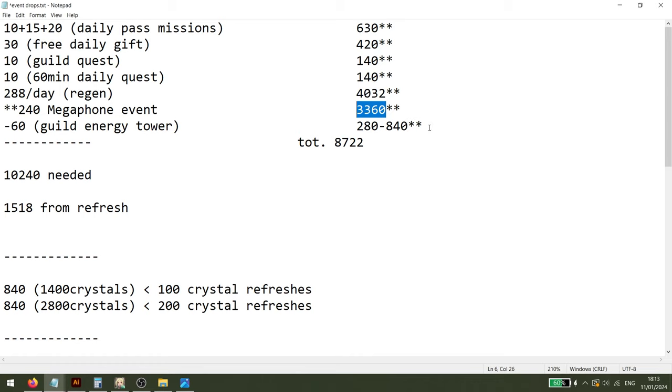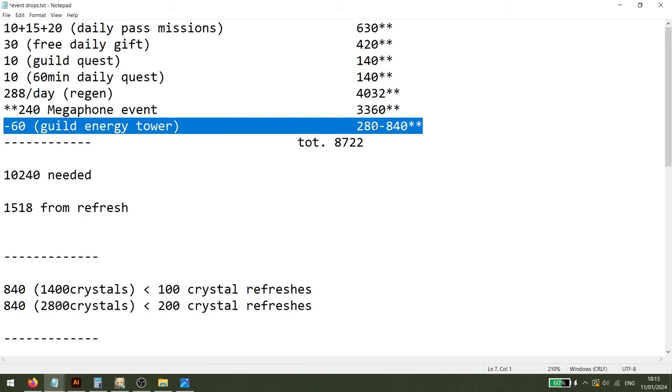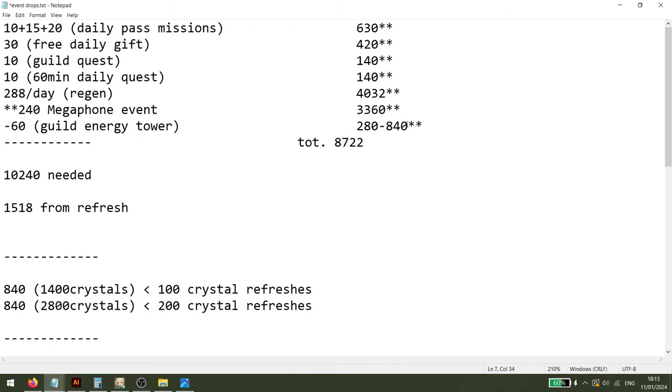And in the total, I'm of course not including the guild energy because not everyone has a maxed out tower, but you can add from 280 up to 840 based on the level of your guild tower, right? Basically, take whatever energy you are able to get now, multiply it by 14 and add it to the total amount. But for the free total amount, in 14 days you will be able to get 8722 energies, and in total, to complete the whole event, you will need 10,240.